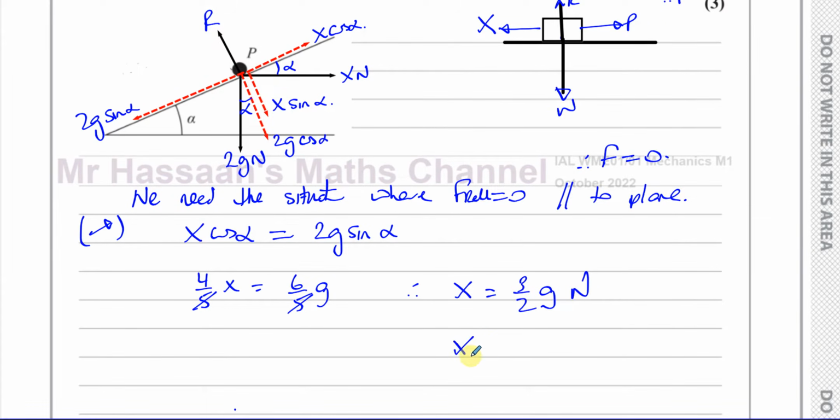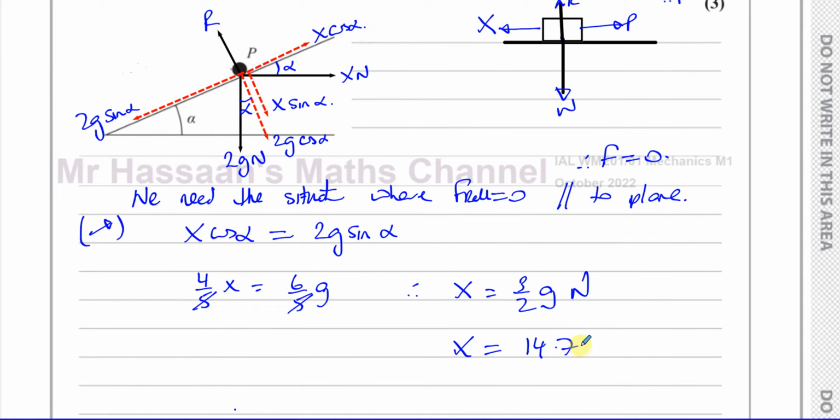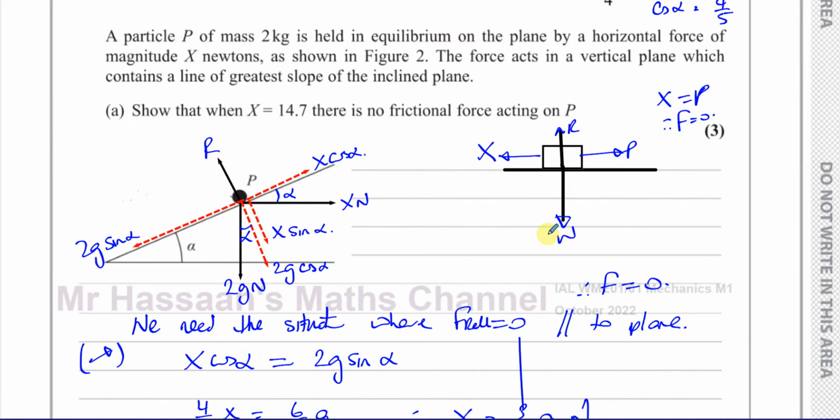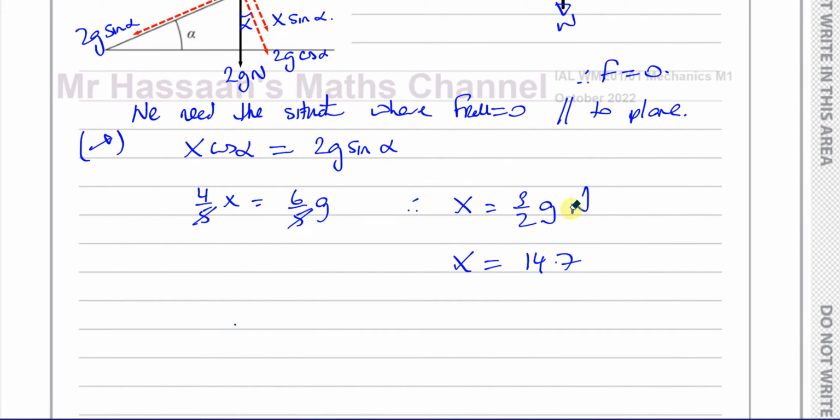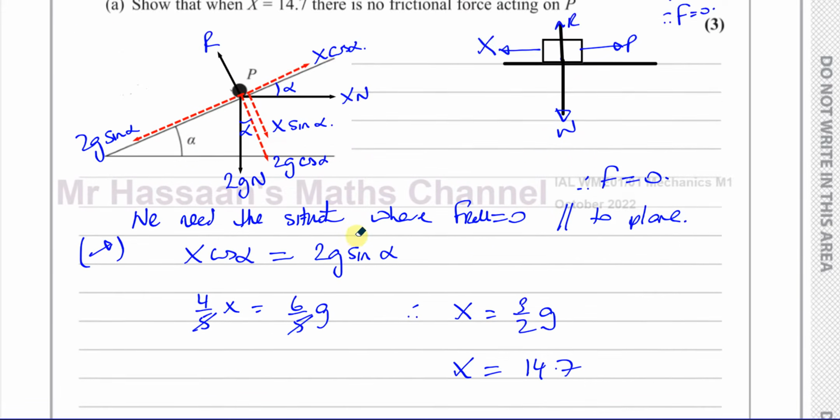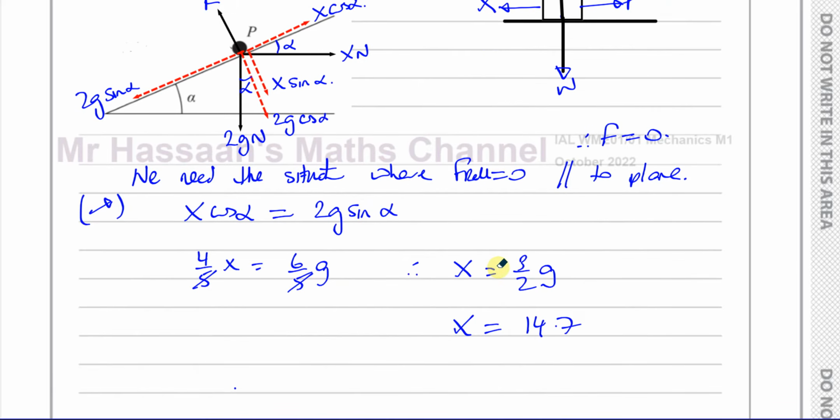So we can say x is equal to 3 divided by 2 times 9.8, which gives us 14.7. X is equal to 14.7. X is already in newtons, it's already mentioned in newtons, so I don't have to write the N here. It says x newtons. So x is 14.7. Show that x equals 14.7, and that's what we've shown.